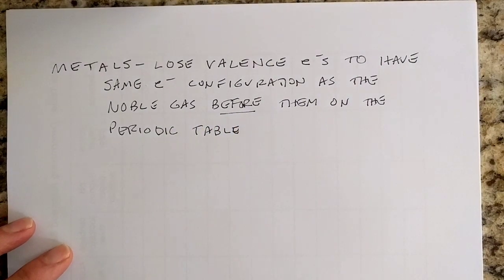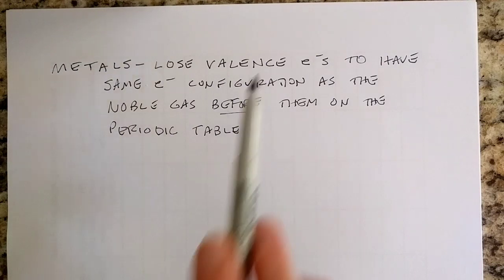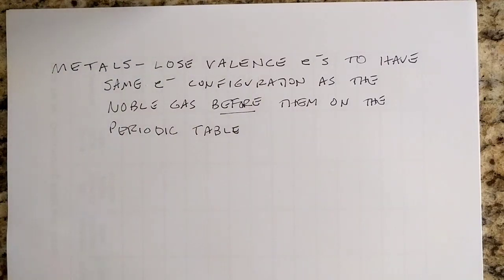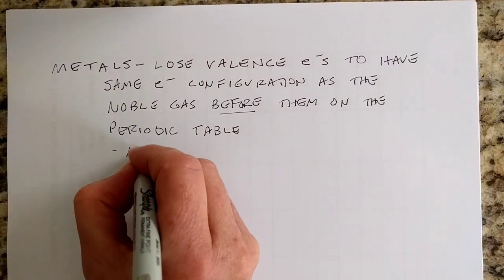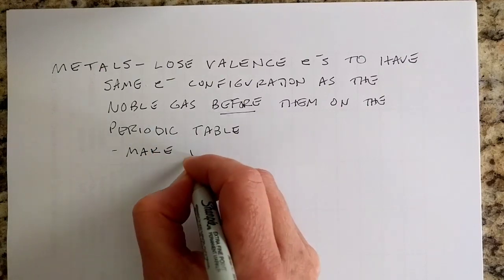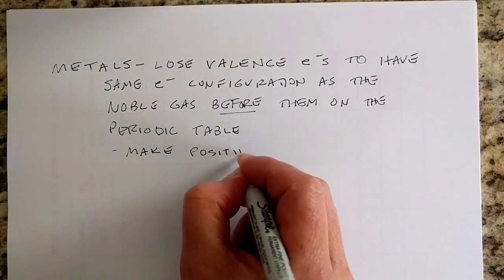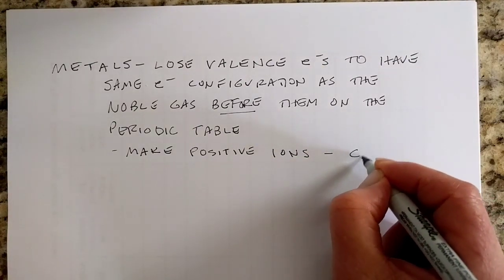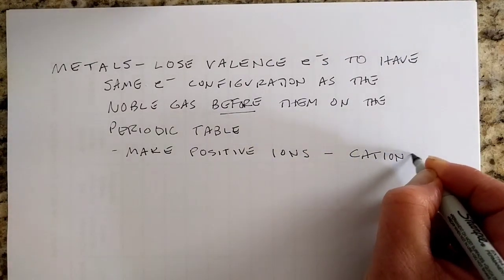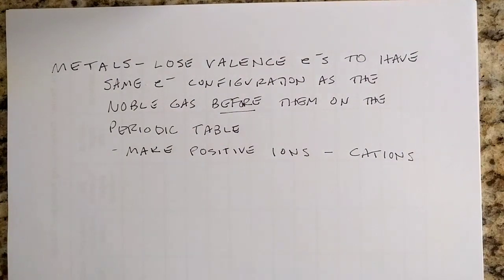All right, so it's important to remember that metals lose their valence electrons to have the same electron configuration as the noble gas before them on the periodic table. And metals make positive ions, which are cations. All right, so now what we say about metals, we're going to say the opposite about nonmetals.